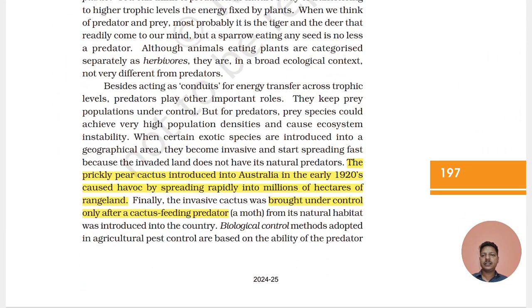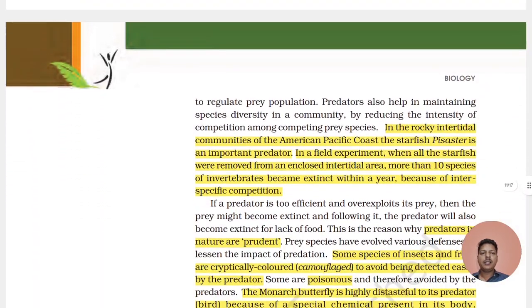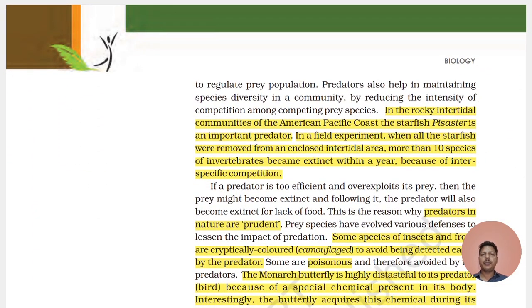Same examples we already discussed. The prickly pear cactus introduced in Australia in the early 1920s caused havoc by spreading rapidly into millions of hectares of rangeland. Finally, the invasive cactus was brought under control only after a cactus-feeding predator, a moth, was introduced in the country. Then you can see in the rocky intertidal communities of the American Pacific coast, the starfish Pisaster is an important predator. In a field experiment, when all the starfish were removed from an enclosed intertidal area, more than 10 species of invertebrates became extinct within a year because of interspecific competition.